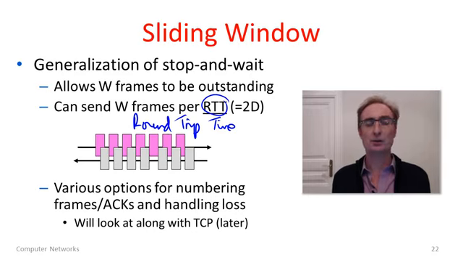This is what we will use when we get to the transport layer in TCP, because the bandwidth delay product is higher than it is for most links, like a Wi-Fi. And when we get there, we'll see various options for handling the way we number frames, ACKs, and so forth. But there's no need to go into all of that now. We'll look at that later. And for now, you know how ARQ and retransmissions work with stop and wait.